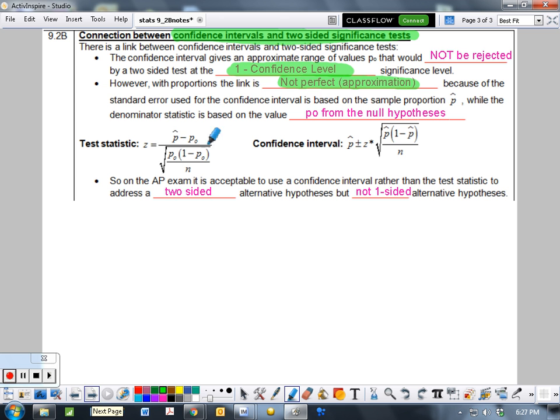So our test statistic and our confidence interval are really closely related. On the AP exam, it's acceptable to use a confidence interval instead of a two-sided significance test, because it's going to give you more information, which is really nice. But if it's a one-sided alternative hypothesis or a one-sided significance test, then you can't substitute in a confidence interval. It doesn't work like that. So that's it for 9.2, and then we're going to start working on means.